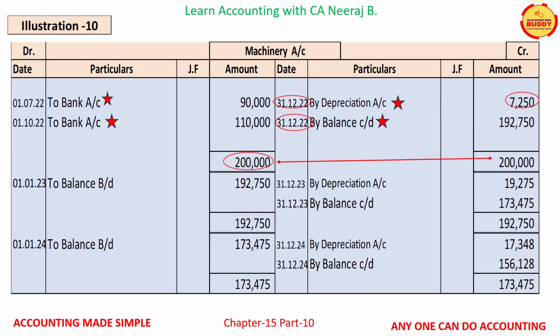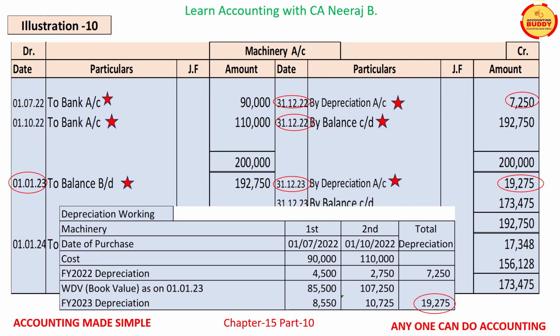Thus the machinery account for the financial year 2022 is said to be balanced. The closing book value as on 31st December 2022 of $192,750 will become the opening balance as on 1st January 2023 and will be recorded on the debit side of the account by writing the words to balance brought down. Depreciation for the financial year 2023 is posted on 31st December 2023 on the credit side of the account for $19,275. The depreciation calculation for both the machines is displayed on your screen.